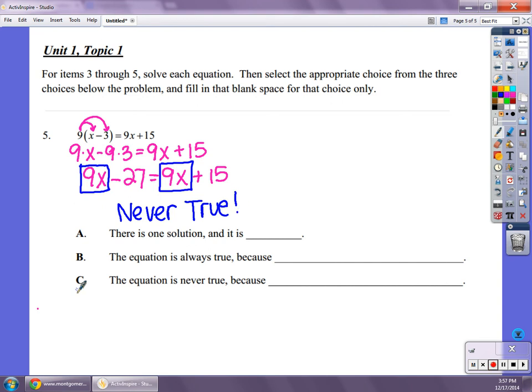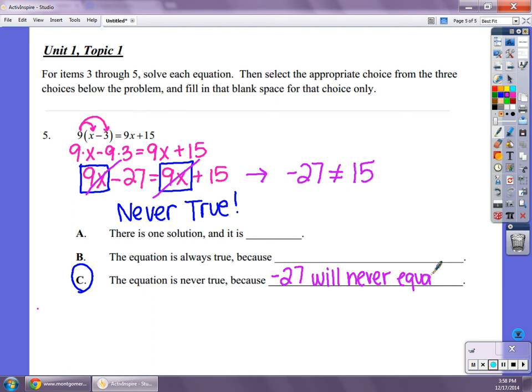I'm going to go ahead and circle C. Why is this the case? Well, let's take it a step further. I'm going to come over here. We know we're going to cancel out those 9x's, and we know and can agree that negative 27 will not equal positive 15. And that's our explanation. I'm going to stop here.